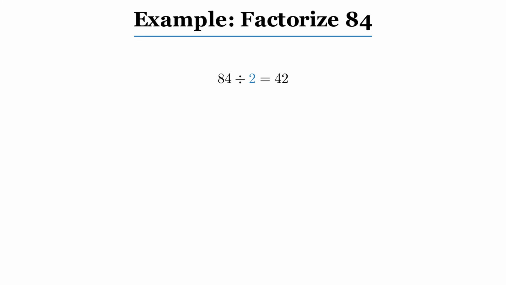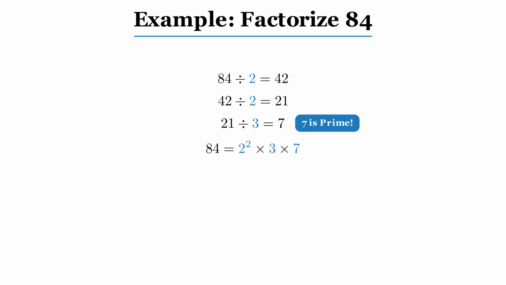84 divided by 2 is 42, and 42 divided by 2 is 21. Now, 21 cannot be divided by 2, so we try 3. 21 divided by 3 is 7, and 7 is already a prime number. So the prime factorization of 84 becomes 2 times 2 times 3 times 7, or 2 squared times 3 times 7. This simple idea of breaking numbers into prime factors has many important applications in mathematics.